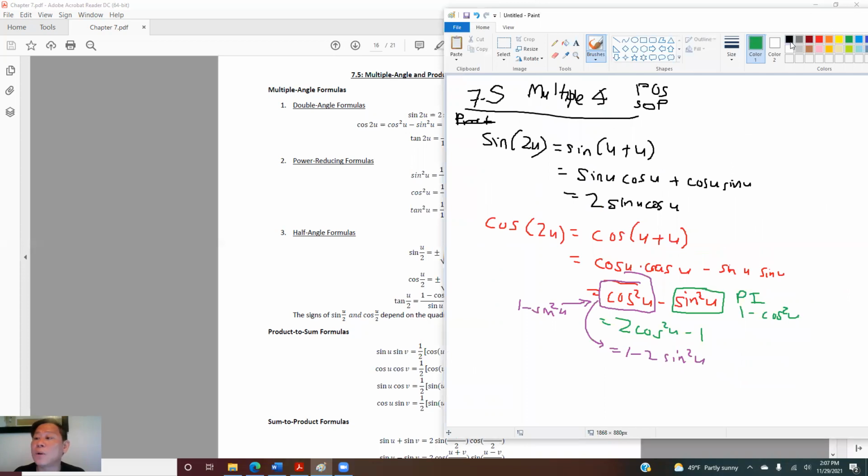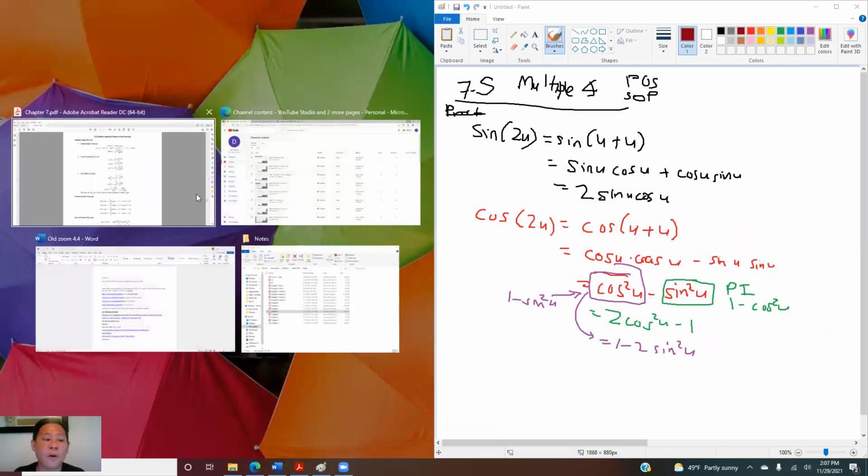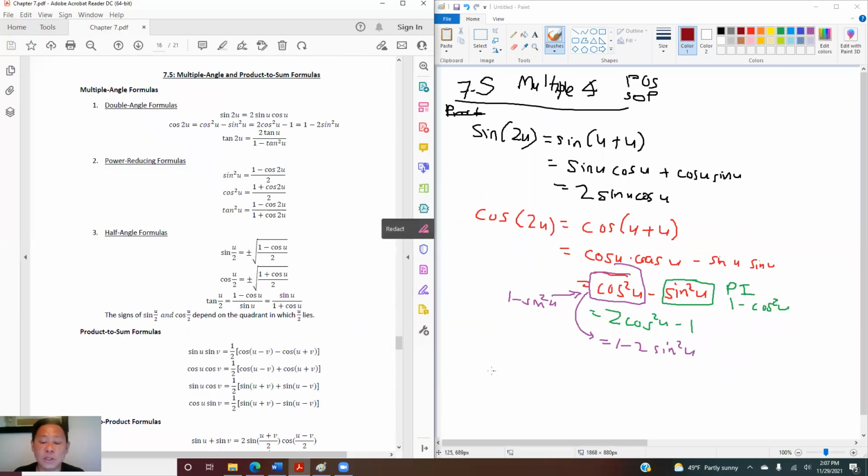And then the last one is tangent 2u. So for tangent 2u, the formula in this case is 2 tangent u over 1 minus tangent square u. So how do you prove this?